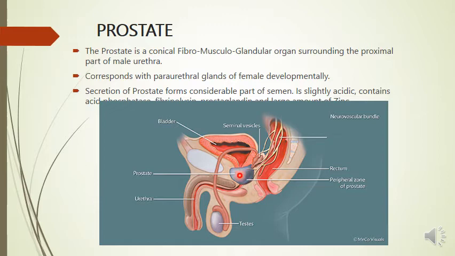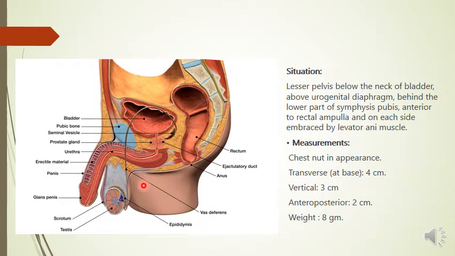So this is the location of the prostate. The situation of the prostate is in the lesser pelvis. So this is the lesser pelvis. It is situated below the neck of the bladder. This is the urinary bladder here, and here this is the prostate. So it is situated below the neck of the bladder, above the urogenital diaphragm. This is the urogenital diaphragm here, right? So it is situated above the urogenital diaphragm.